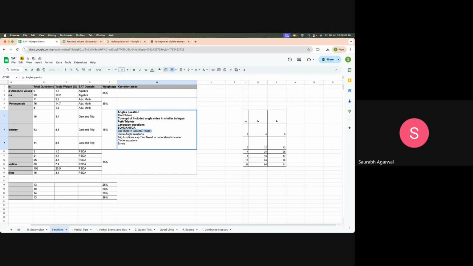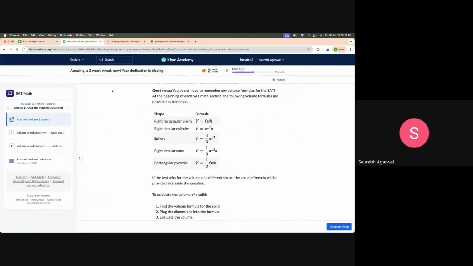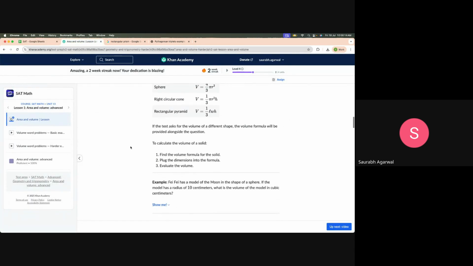Then the other thing is circle and angle relations. I think you remember a lot of these, but let's just quickly review circle and angle relations.